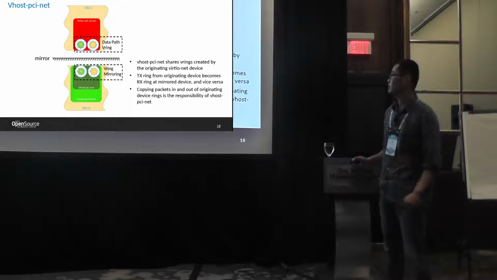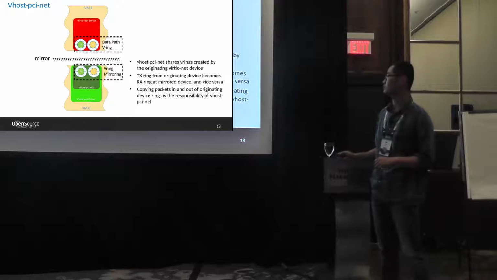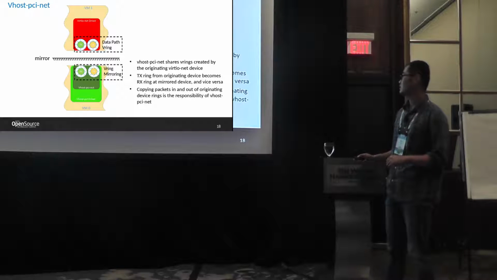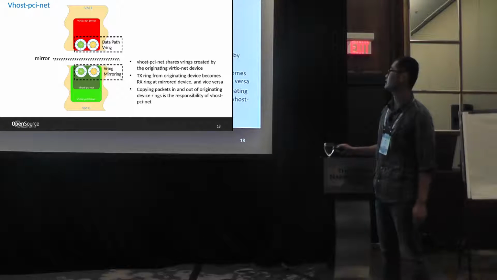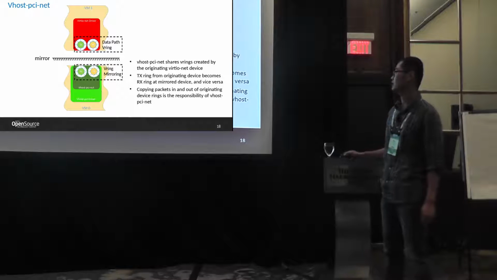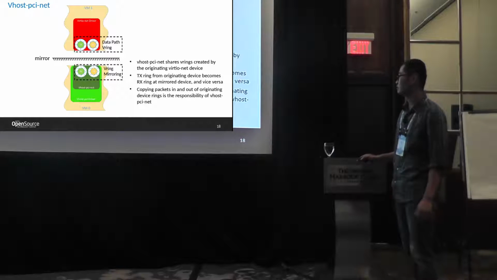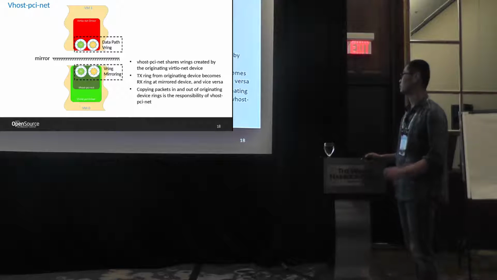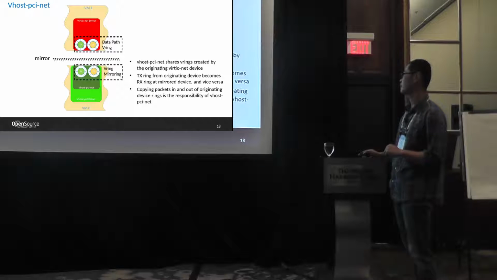And what we are doing in the backend functionality here is to mirror it. When I say mirror it, I mean we share the vring to the backend, and then we crisscross the vrings. So the RX ring in the front end will be the TX ring in the backend, and the TX ring in the front end will be the RX ring in the backend. And this backend functionality is responsible for copying packets in and out of the originating device rings.